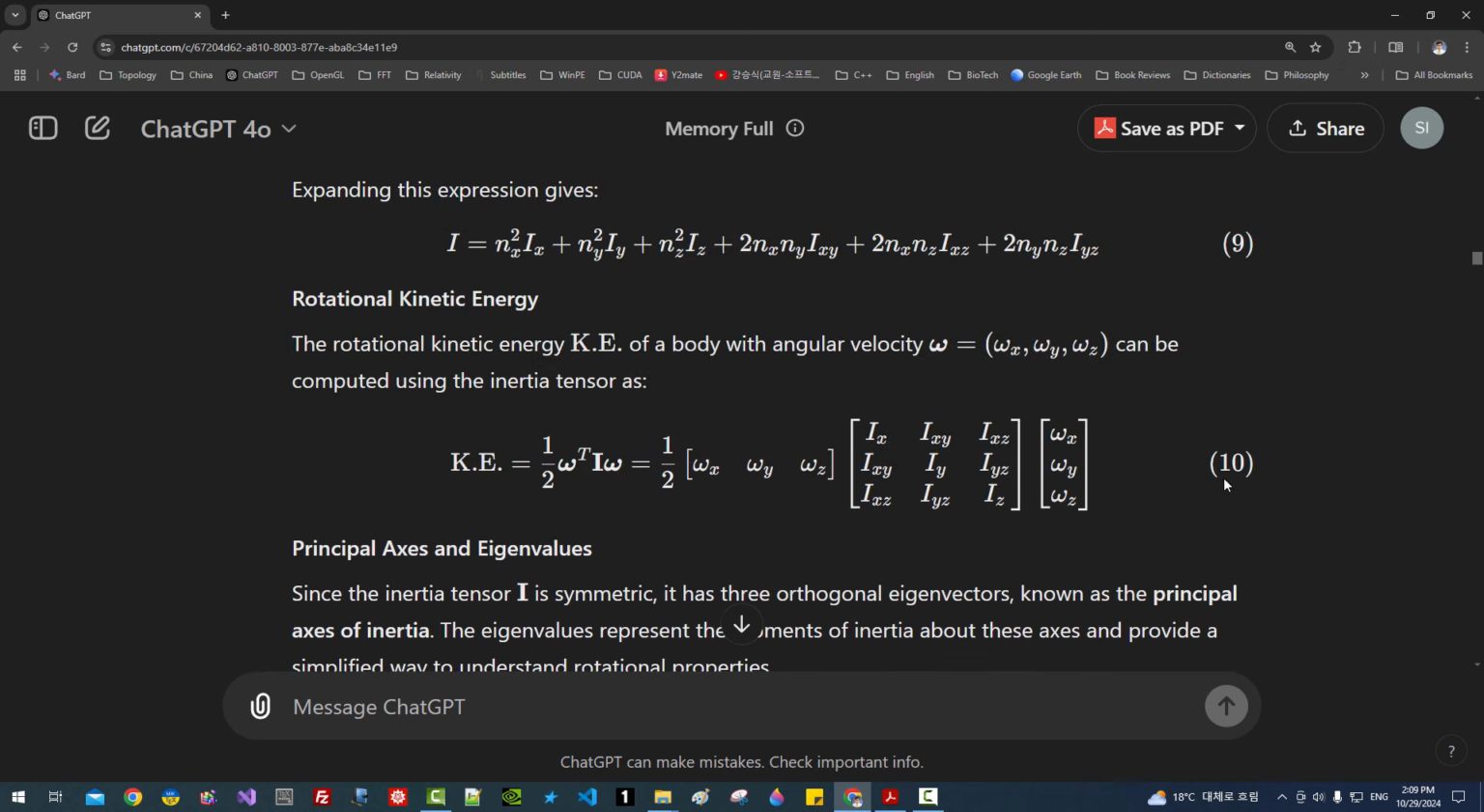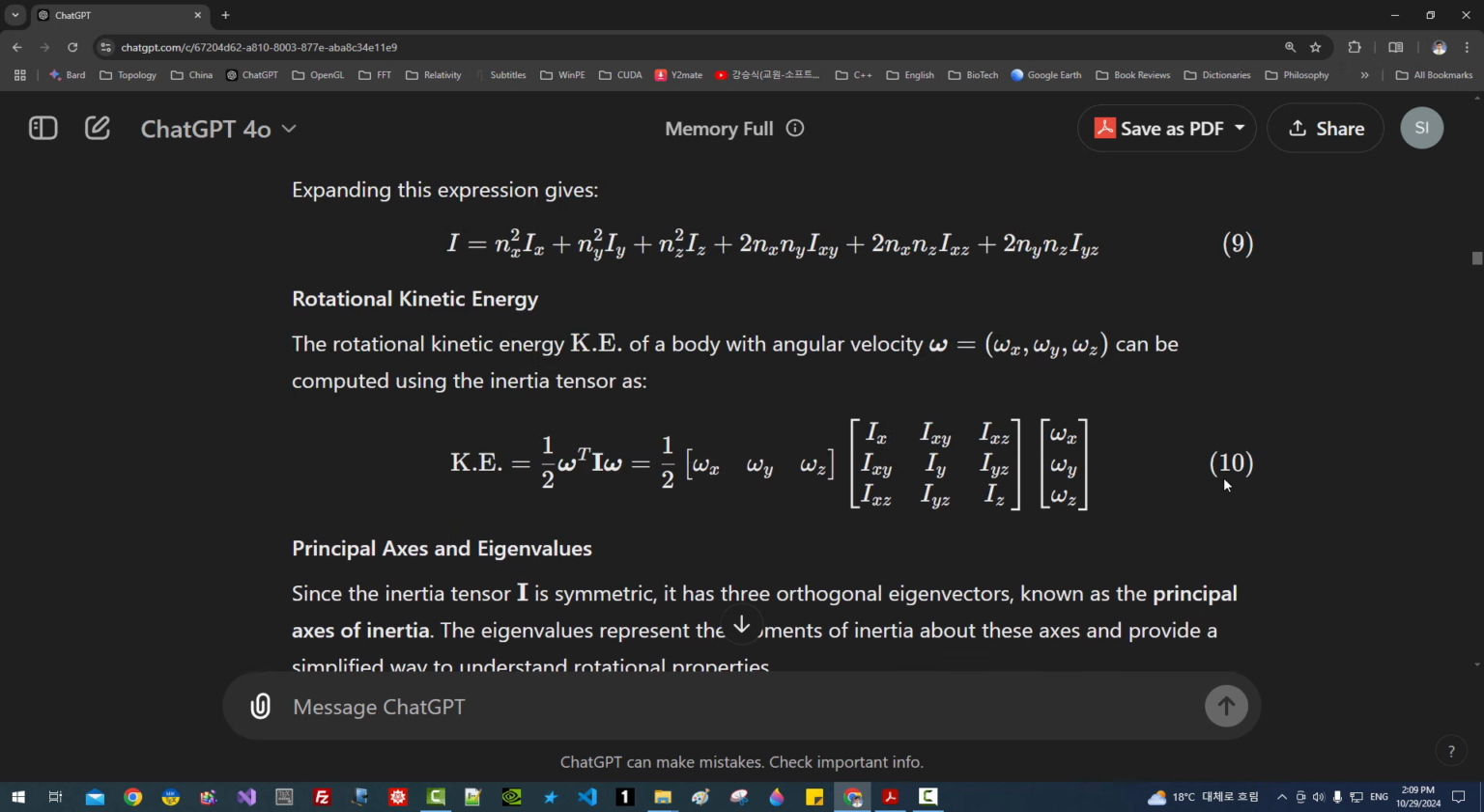Here, the diagonal elements Ix, Iy, and Iz are the moments of inertia about the x, y, and z axes, respectively. The off-diagonal elements Ixy, Ixz, and Iyz are the products of inertia which describe coupling effects between the axes.